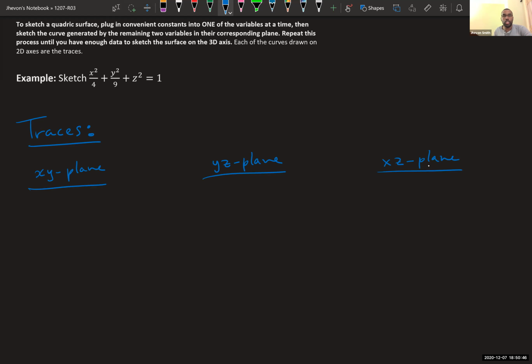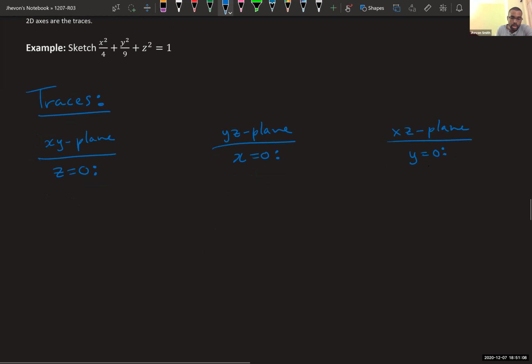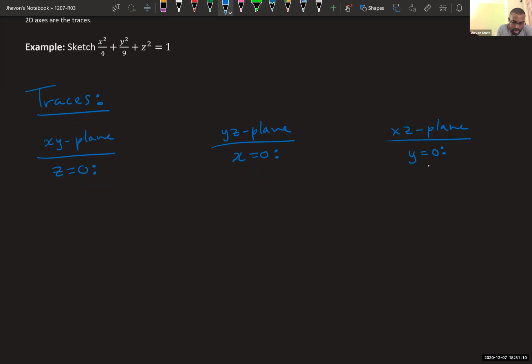So I'm going to do a bunch of 2D sketches. And I only really need to do enough so I can understand what's going on. So in the XY plane, what does that mean? That means Z equals 0. In the YZ plane, that means X equals 0. In the XZ plane, that means Y equals 0. So I'm going to go to the original equation. I'm going to plug in one variable equals 0 at a time. So if I plug in Z equals 0, what do I get? I get X squared over 4 plus Y squared over 9 equals 1.